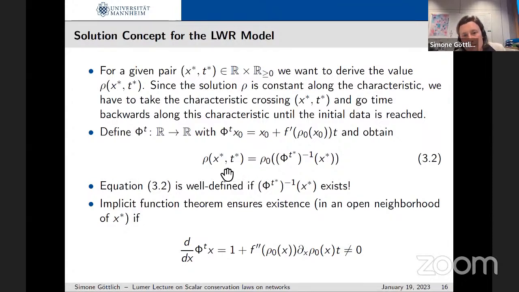And we obtain that the value we are interested in, this rho of x star, t star, can be expressed via the definition of our phi above. So, what should we learn here? The equation is well defined if this expression here exists. But now, the implicit function theorem ensures, in an open neighborhood of x star, the existence if this condition here is fulfilled.